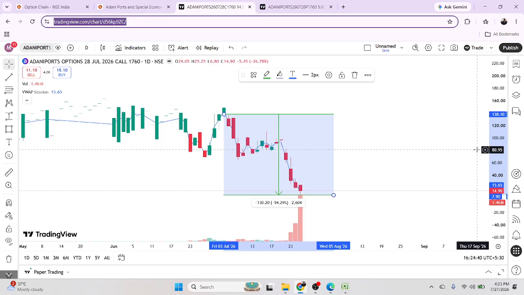First of all, you have to select the stock which is in a range bound region, which is not much volatile. You have to choose these kinds of stock, and after that, if you see that the stock will remain in a particular region, you can do call writing and put writing. And at the starting of the month, the premium is also very high.